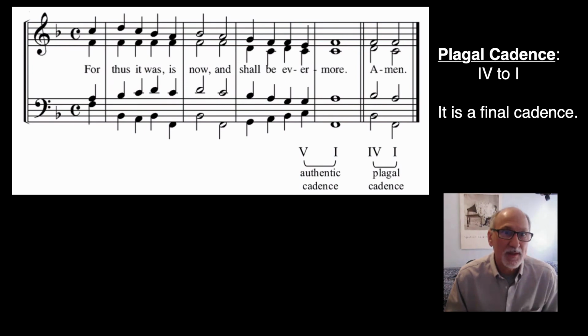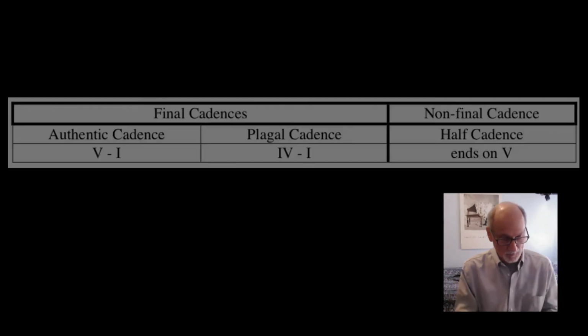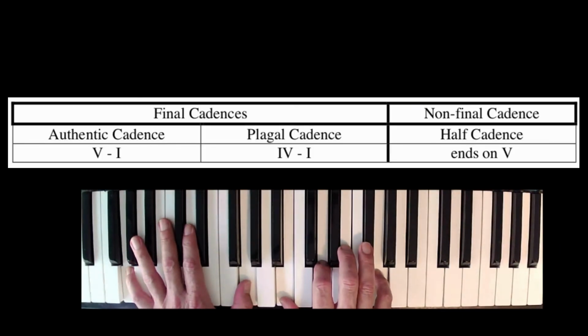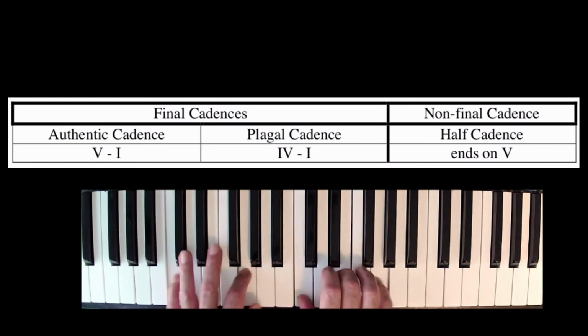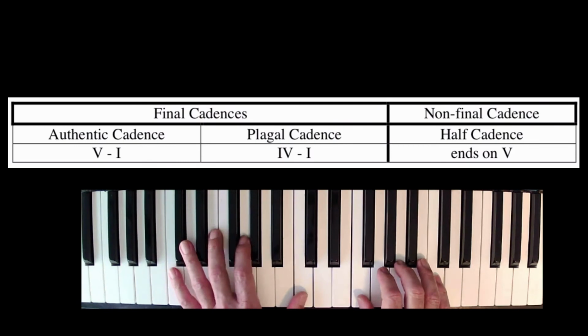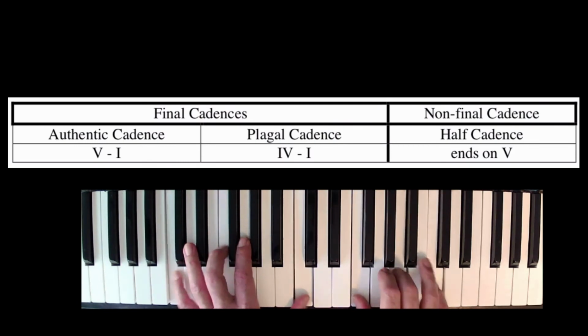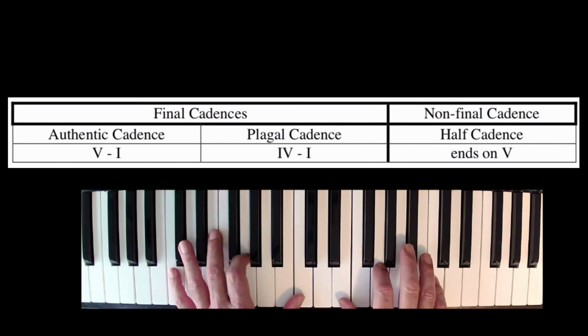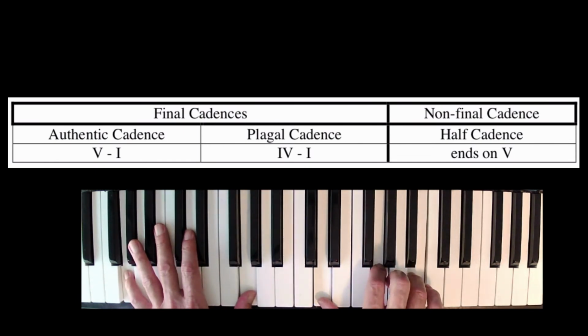Now the cadences that we've seen up to this point can be summarized as follows. The authentic cadence, 5 going to 1. The plagal cadence, 4 going to 1. And then we have the half cadence. That's when the music just goes to a 5 chord and stays on that chord.